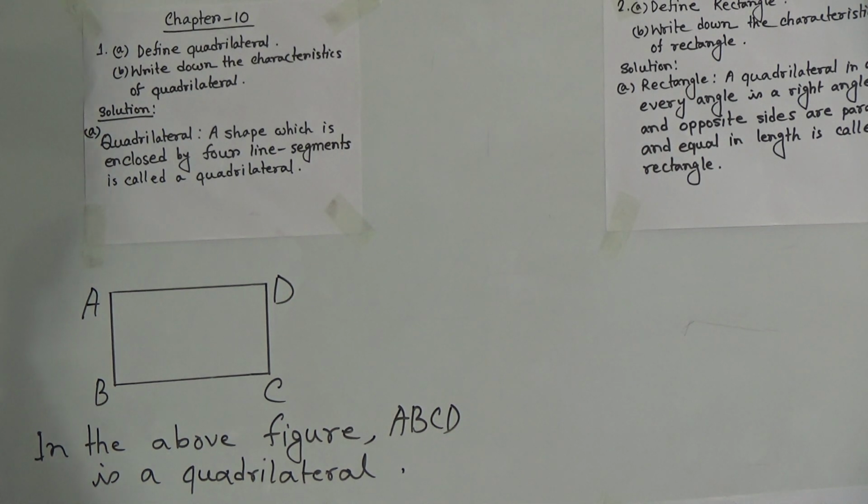So now we write the characteristics. Sum of 4 angles makes 360 degrees. I hope you have understood. It has 2 diagonals. Number 3, a quadrilateral is bounded by 4 line segments. So this one is done.